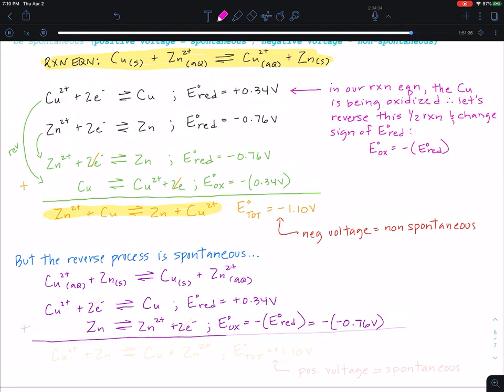If I add this whole thing up, what do I have? These two electrons are going to cancel out, and I've got copper 2 plus, plus zinc, goes to copper 0, zinc 2 plus, and the total is positive 0.76 plus 0.34, 1.10 volts, positive. So this is spontaneous.